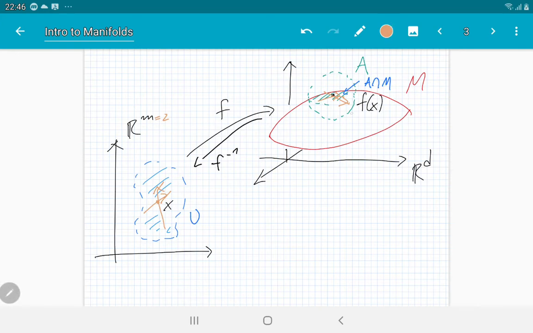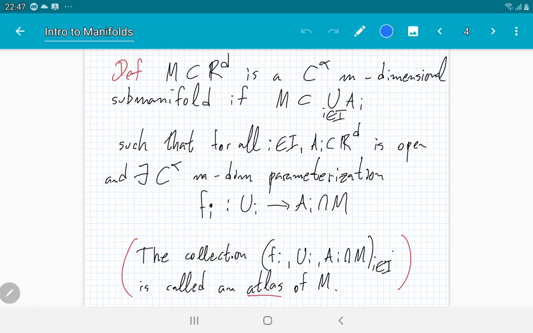And okay, so I defined what a parameterization of an open neighborhood or an open subset of M looks like, right? Remember that because A is an open subset of R^d, then A intersection M is an open subset of M. So what's a manifold? Well, an m-dimensional manifold of R^d of class C^alpha is a set of points that can be covered by a family of open sets, a collection of open sets, right? So all of the A_i's are open subsets of R^d. And the assumption is that there exists a parameterization of the kind C^alpha m-dimensional for each one of these open sets intersection M. So another way of stating that is to say that M is the union of relatively open subsets, and each one of these open subsets has a C^alpha m-dimensional parameterization.